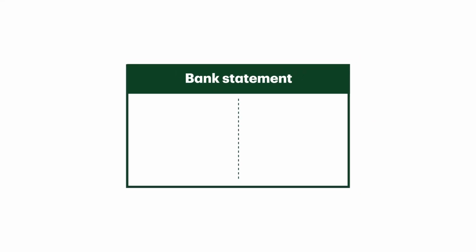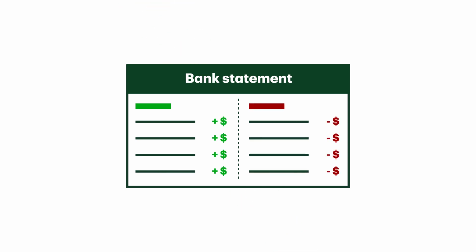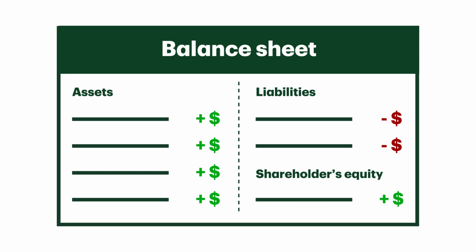But what if I told you that you might already be familiar with how to read one? Think about the bank statement you receive each month. It outlines the money coming in and out of your account, your debits and credits, which adds up to its total value. Well, you can think of a balance sheet in much the same way. It details a company's assets, liabilities, and shareholders' equity at the time of reporting.